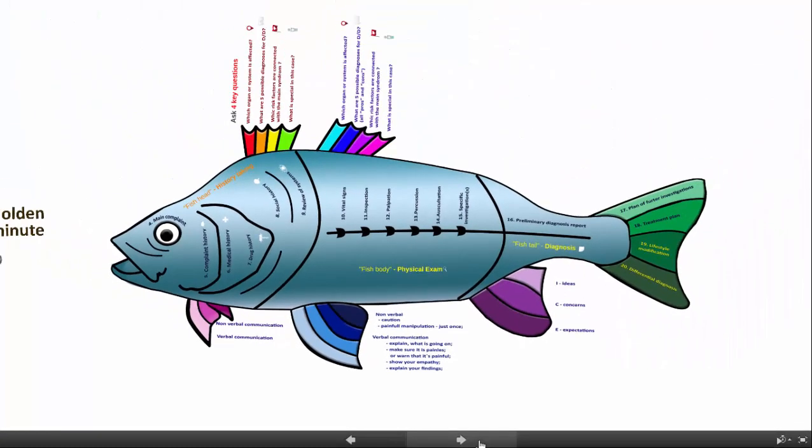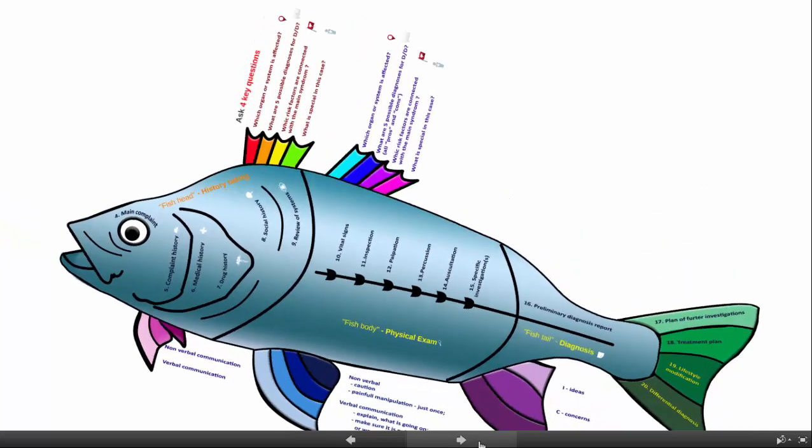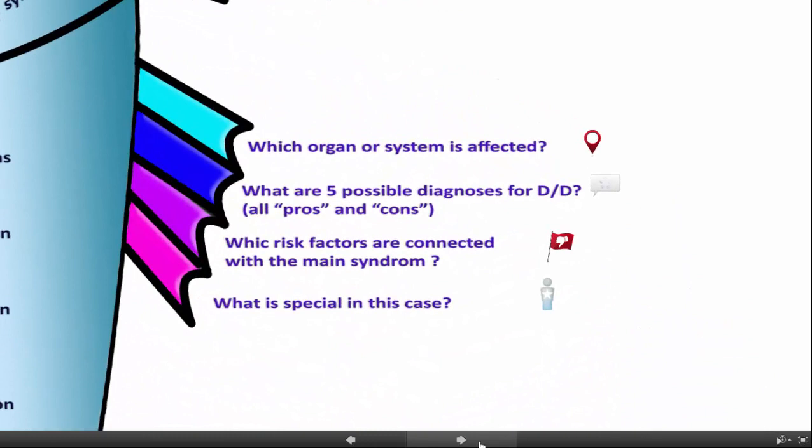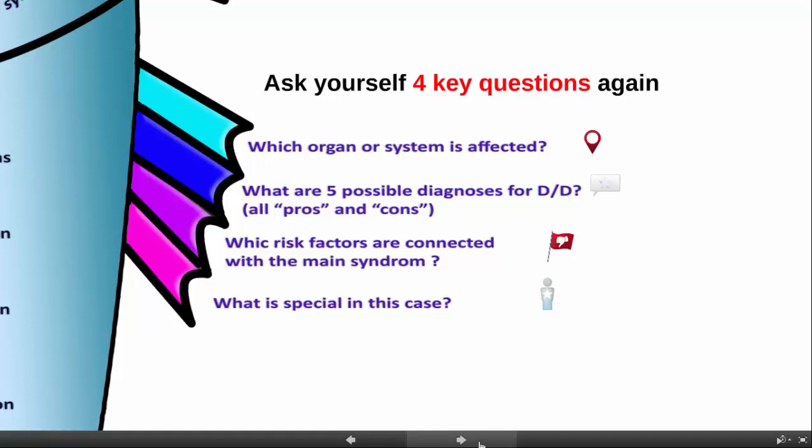After examining the fish body or human body, we are ready to come to our 4 questions. Do you remember the upper fins of the fish? We ask ourselves 4 questions which we did in the end of history taking. We ask which organ or system can be affected. Maybe we can change our decision.